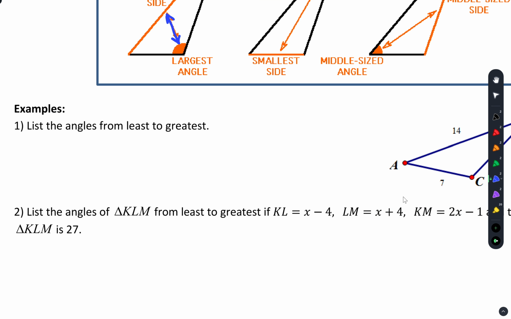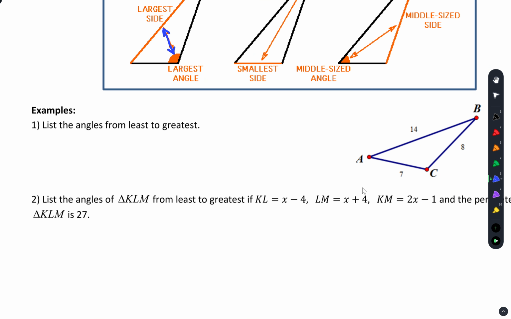So, very straightforward. Example 1, list the angles from least to greatest. Well, if I'm trying to list the angles from least to greatest, I'm going to take a look at the sides. What's the smallest side? Well, the smallest side is AC. I would go across my triangle to the angle that is opposite AC. The smallest angle must be angle B. Not rocket science here. I'm going to continue that.